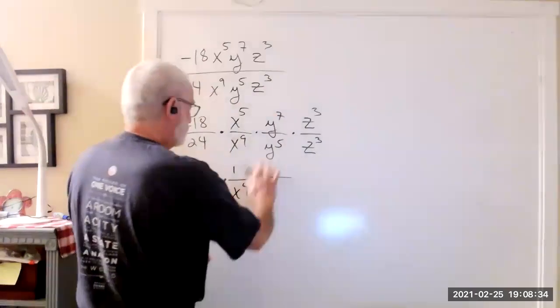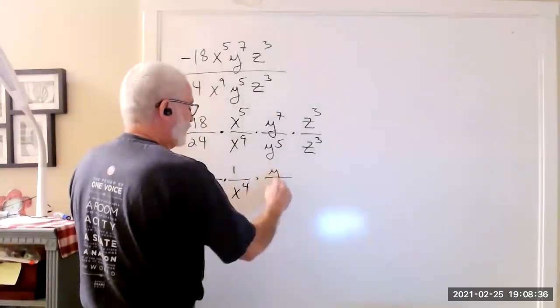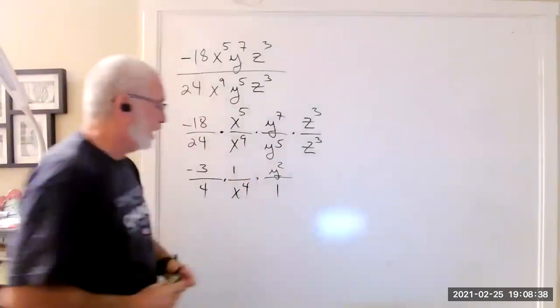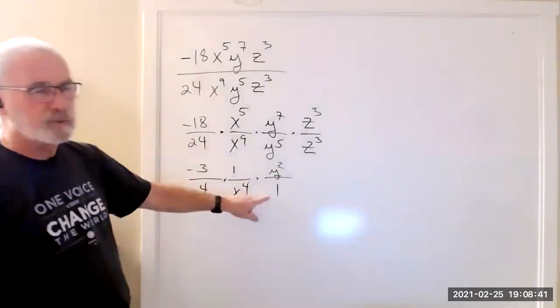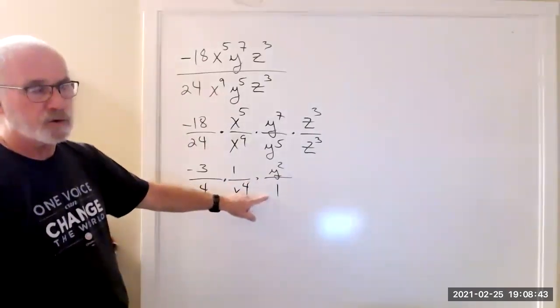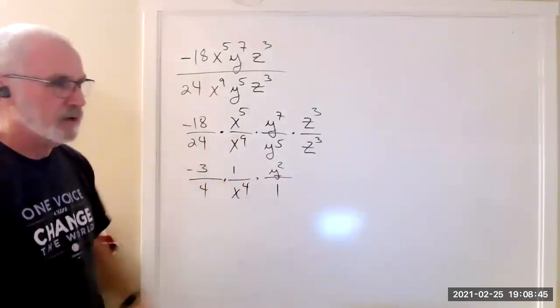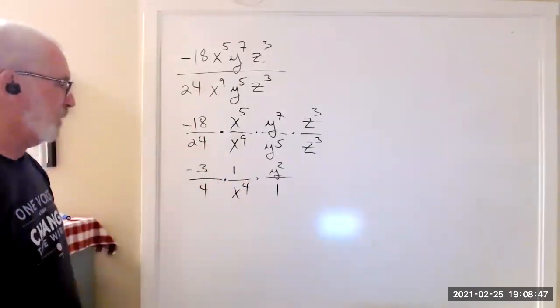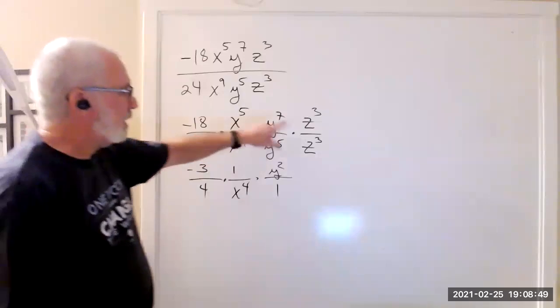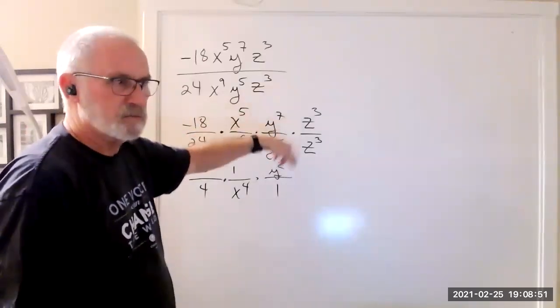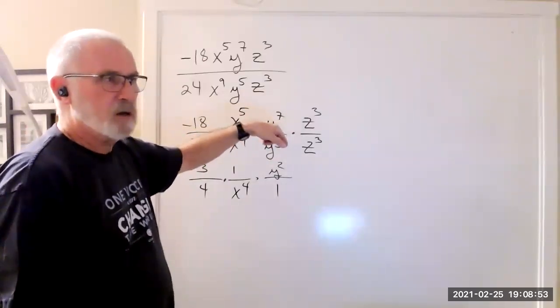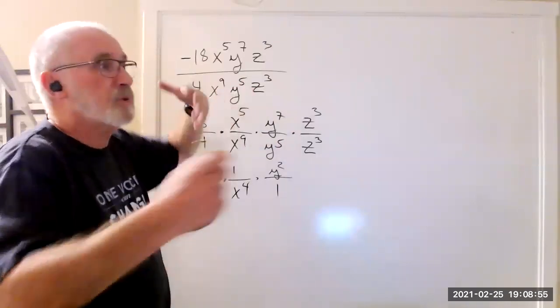Okay, whoops. So I should have y to the 2nd on top. Again, the invisible 1 there as a placeholder in the denominator. You don't have to do that. I'm just being proper and nitpicky. But what about here? What about my z's? Okay. They cancel out completely.